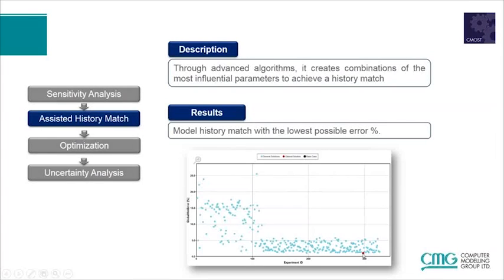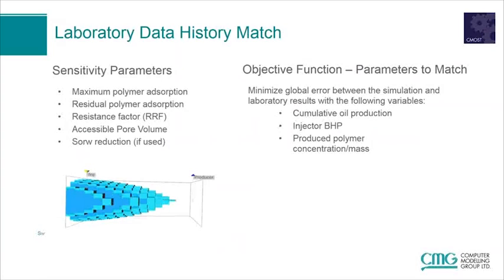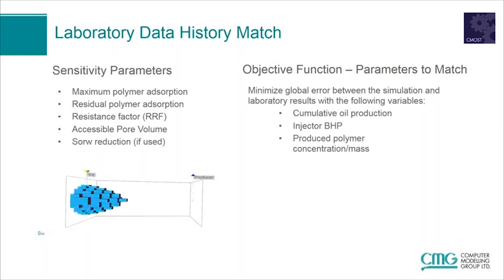This red point here is our best history match here at quite a low global error compared to where we started out at, very high errors here. So in this particular case, the parameters used that were sensitive are the maximum polymer absorption, the residual polymer absorption, the resistance factor, the accessible pore volume, and the SOR reduction.